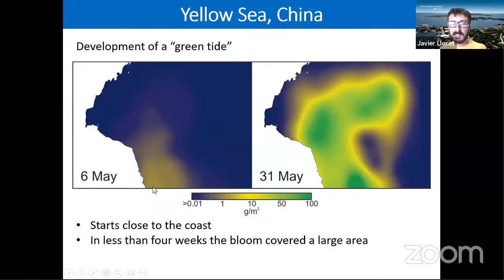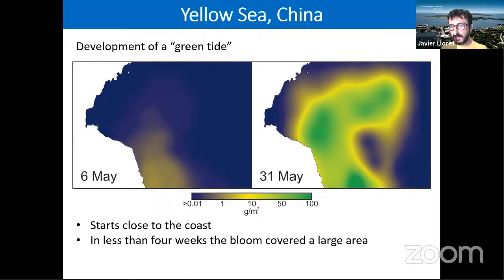What you can see here is that these events, these algal blooms, start very close to the coast in the southern part with relatively low densities of algae. But then after only 4 weeks, almost the entire area of the Yellow Sea is covered by very dense masses of floating green algae. It's very difficult to wrap your mind around the scale of one of these events.